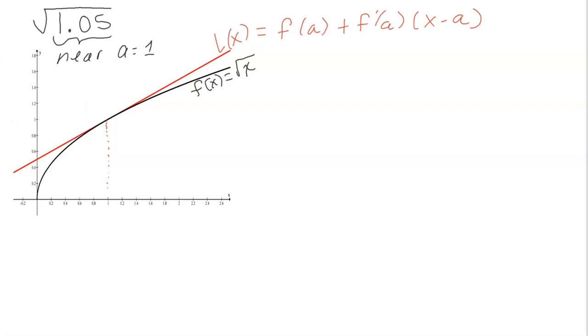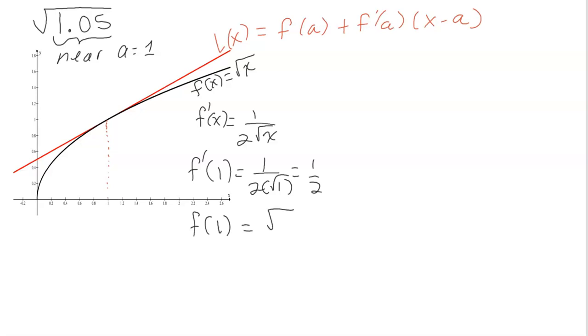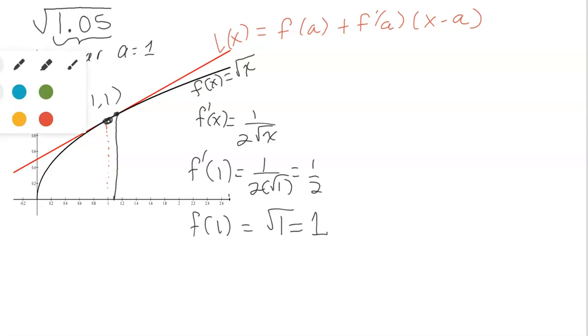If f of x is square root of x, then f prime of x is 1 over 2 square root of x. Now, f prime of 1 is 1 over 2 times square root of 1, which is 1/2. And f of 1 is square root of 1, which is 1. So we know this value, and we want to know the square root of 1.05, a value that is near 1. That's what linear approximation is being used for.